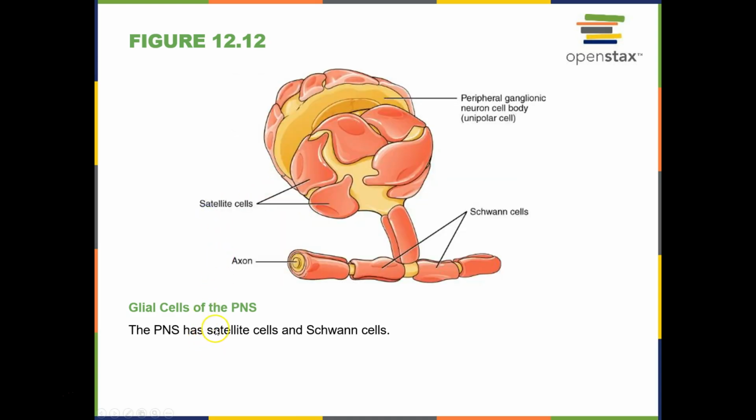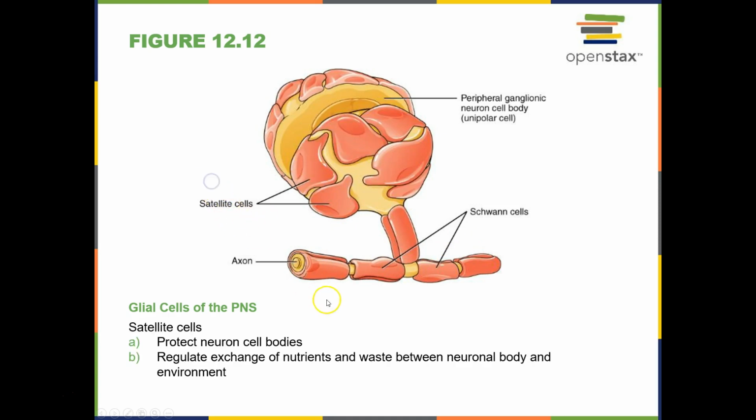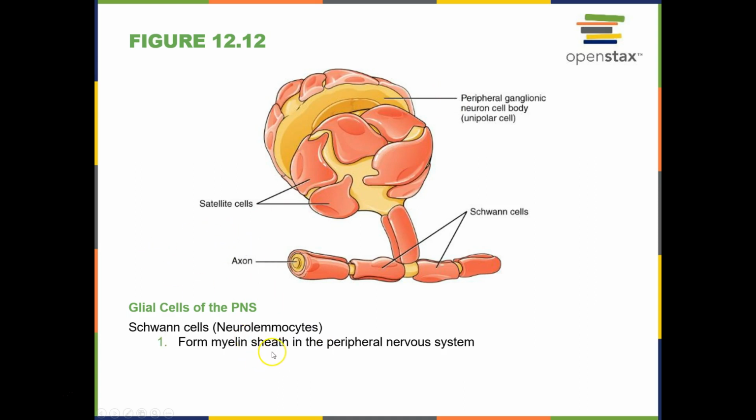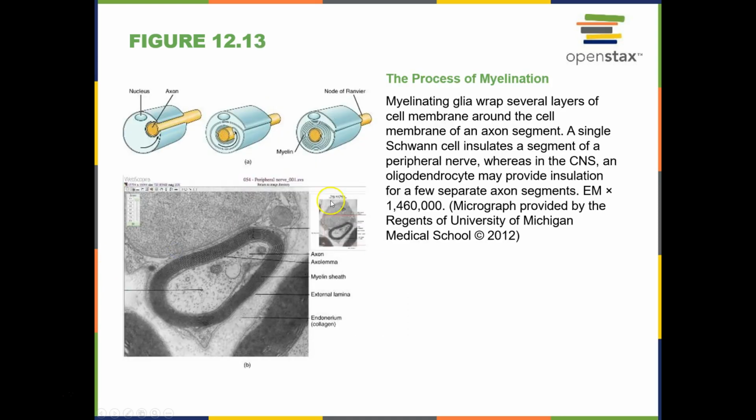In the PNS, then, we have satellite cells and Schwann cells. Satellite cells are your cells that wrap around the cell body, and they help to regulate the chemical environment and to protect the cell body. And then we have the Schwann cells, also known as neurolemmocytes, that form myelin sheaths of the PNS to help in propagation of action potentials.